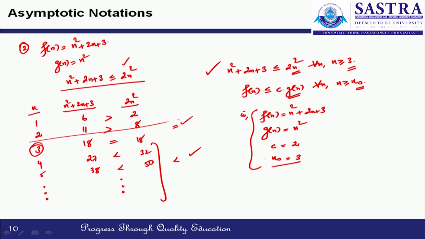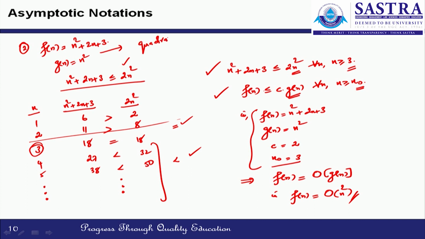Since n square plus 2n plus 3 is represented in this form, f of n is less than or equal to c into g of n for all n greater than or equal to n0. This implies f of n is equal to big O of g of n. That means f of n is equal to big O of g of n, which is n square. That means the given function f of n is equal to n square plus 2n plus 3 results in a quadratic computational complexity.